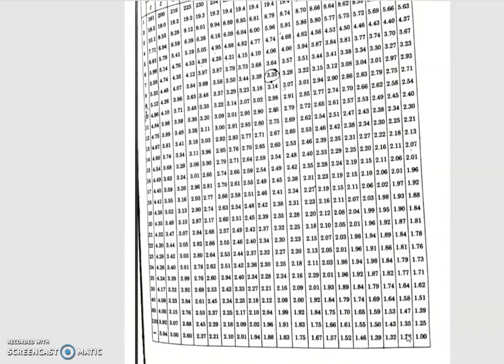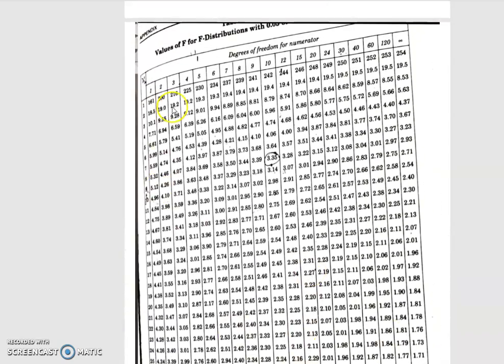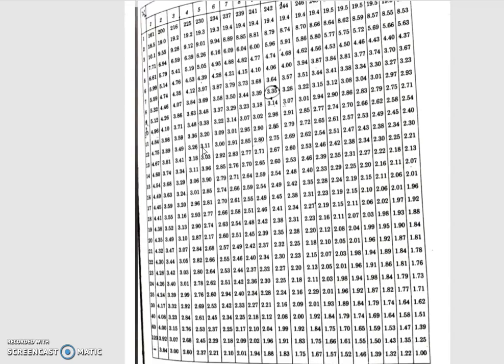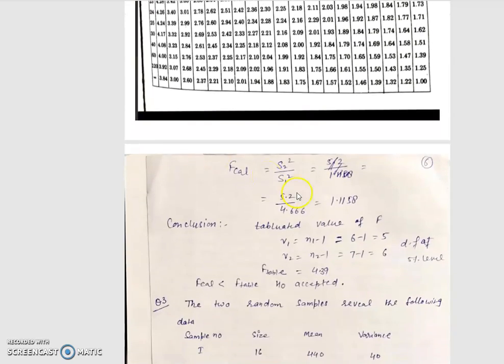In this table, 5 is on the x-axis and 6 is on the y-axis. The value is 4.39. We check the degree of freedom at 5% in the F distribution table, and the value is 4.39. Now the value of F calculate is 1.1158 and the F table value is 4.39. F calculate is less than the F table value, so H naught is accepted.